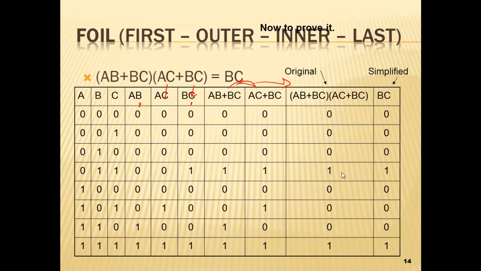So that's my original. And then the simplified one is going to be just BC. We already have it over here, so I just copied it over. And they're equal to each other, so that's great. We're done. That's all you need to do. You may have some bigger truth tables, but they are equal to each other, so we know we simplified correctly.